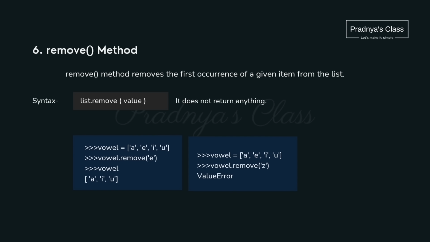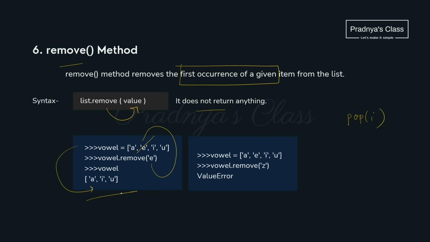Along with pop, we have the remove method. It removes the first occurrence of the given item. In case of pop, we provide an index, but in case of remove, we need to provide a value. As we know what we need to delete, that's why it will not return anything. We provided E, that's why it got deleted. When we print the list, you will see that the element E no longer exists.